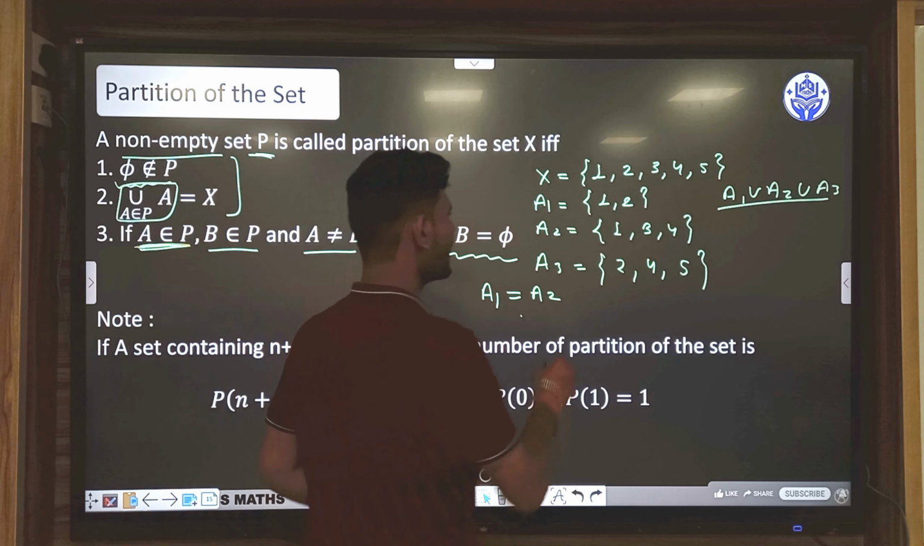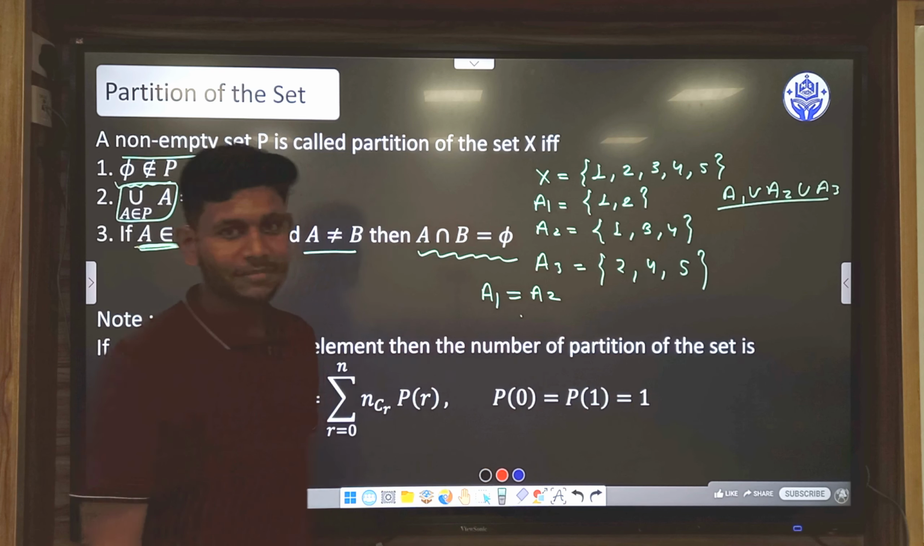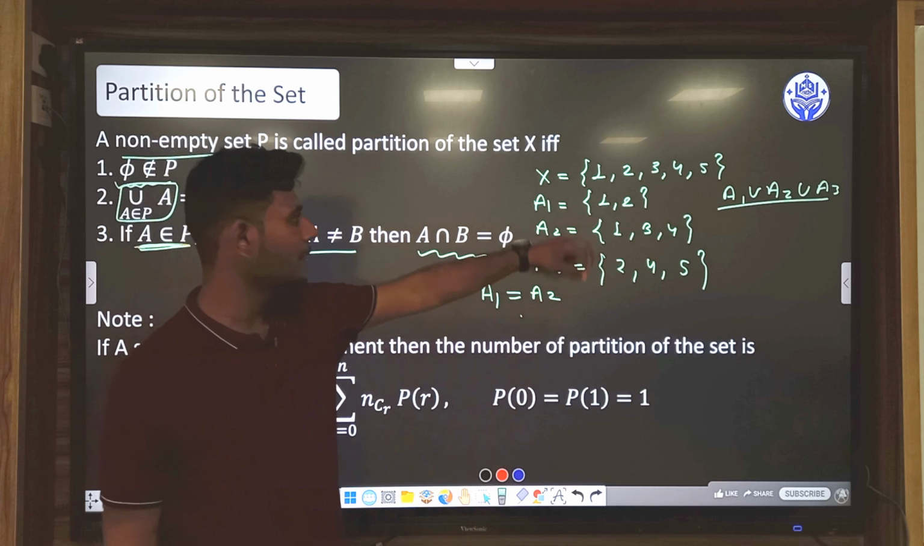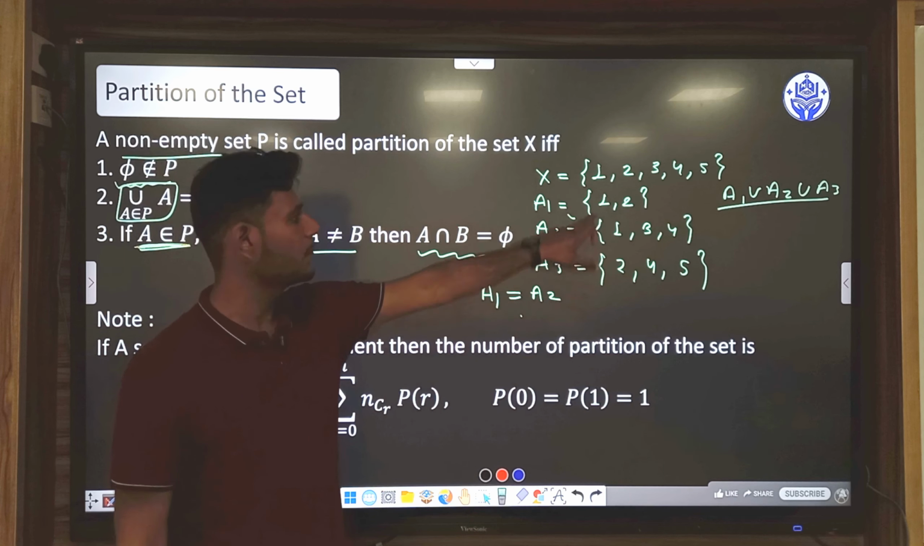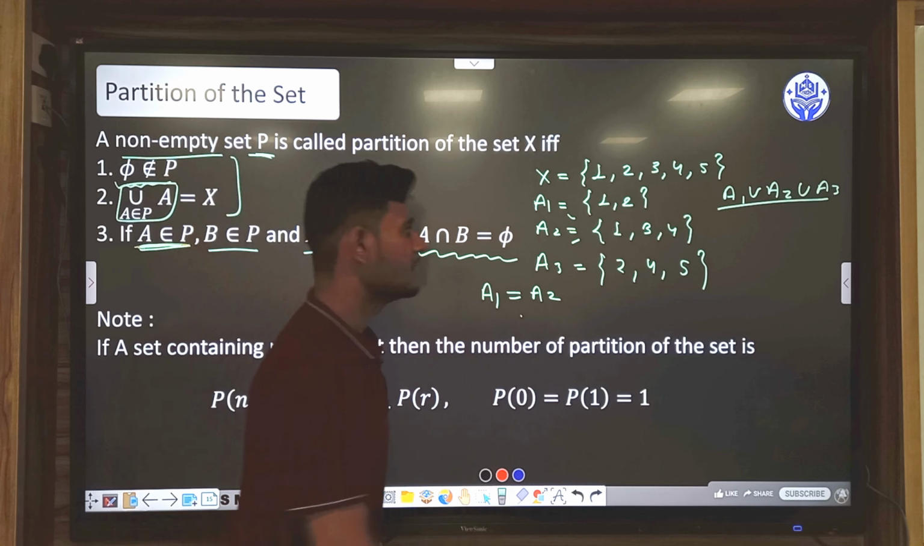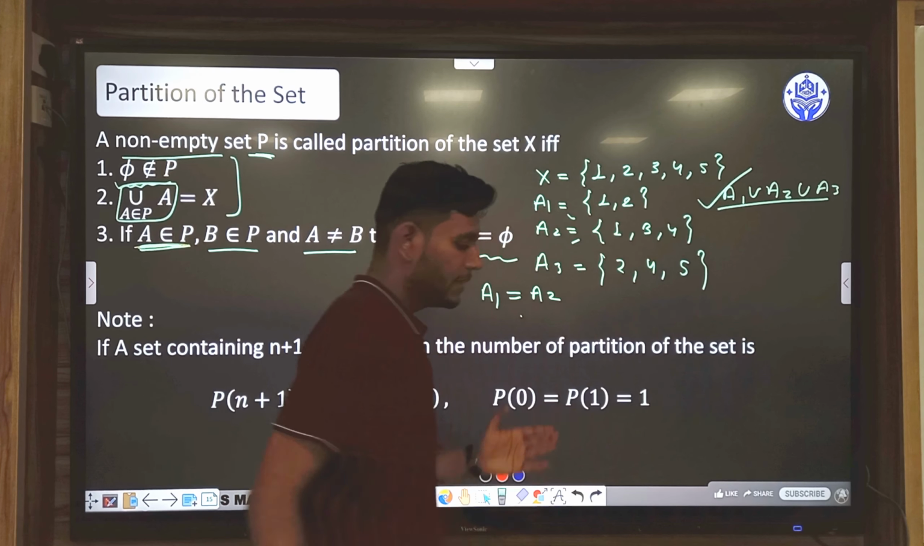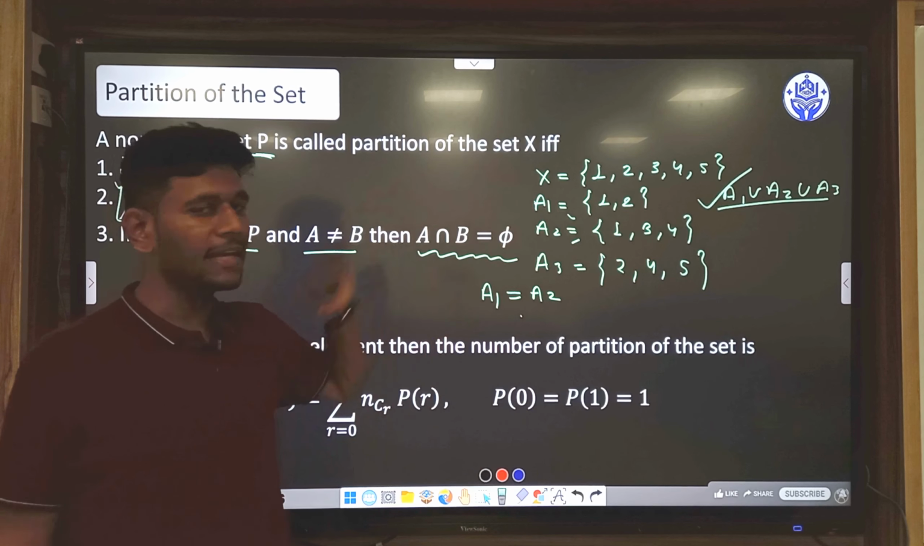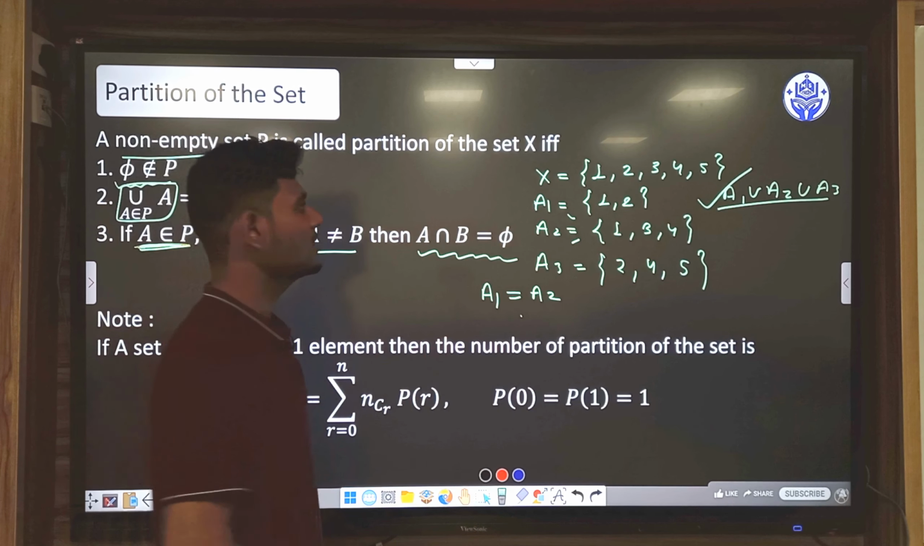Now think over it, are these a partition? No, because there are elements repeating. If I take the intersection of these both, then one is in the intersection. If we take the union, we get X, but it is not a partition. So a partition will be unique.